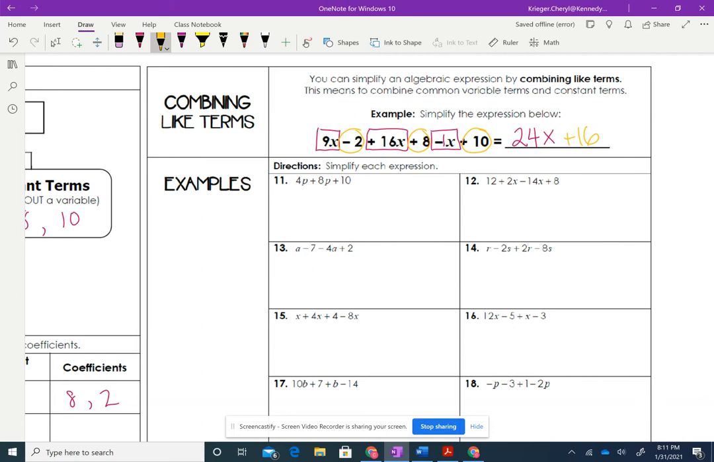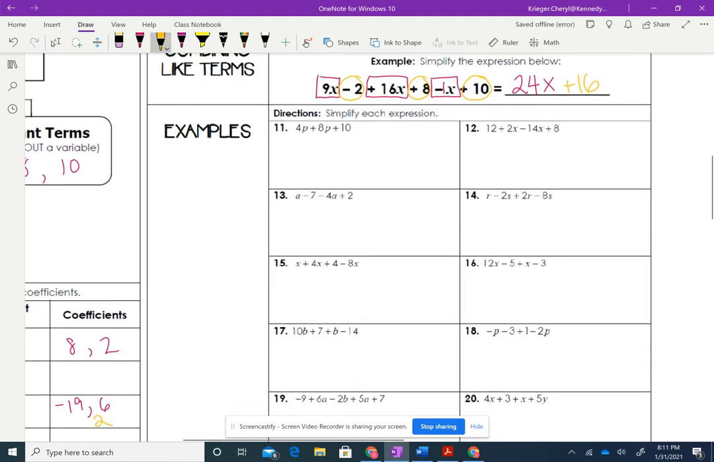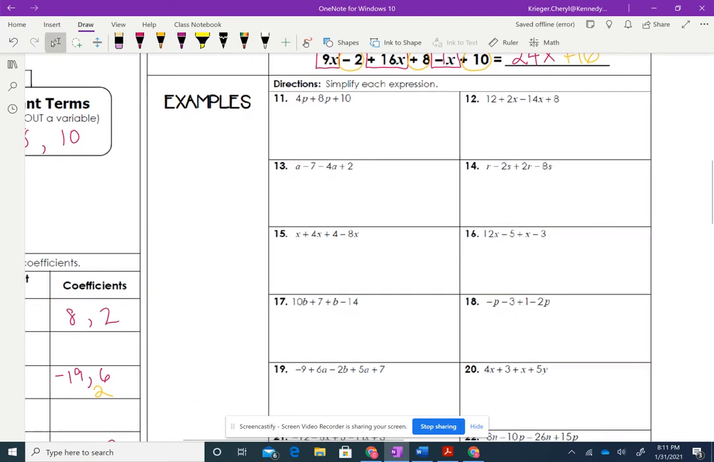Okay, so I guess I'll do the same thing where I do the odds, and you can do the evens. Looks like we have 4p, 8p, and 10. So this one's not too bad. I have my 4p, my positive 8p, and my 10 is the constant. So that one stays out. We don't combine it. 4p plus 8p is 12p, and the 10 we just drop down.